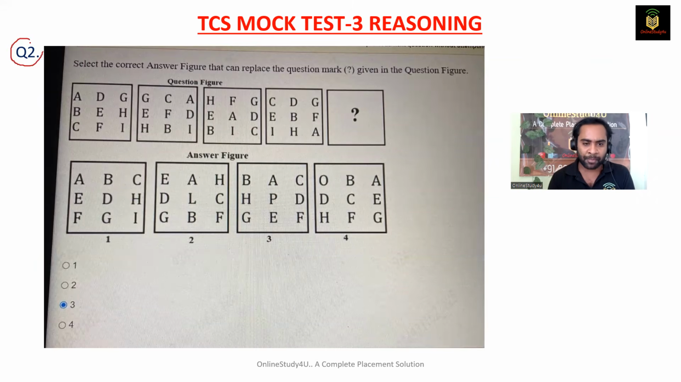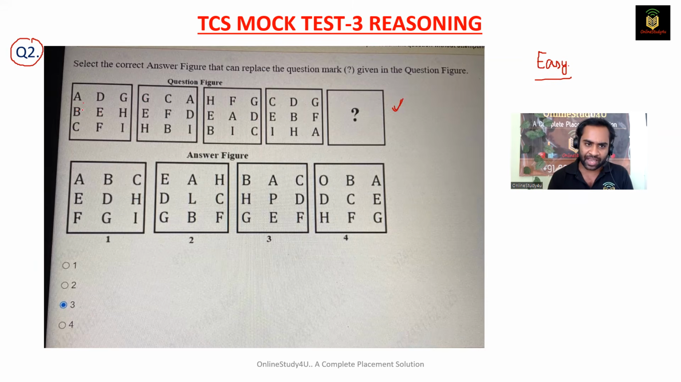Now, question number 2. Friends, I know many of you will not be able to give the answer, but this question is very easy. You will be thinking about how the movement of A B C D is happening, and you will be stuck in that only, and then you will not be able to get the value, but it is very easy.